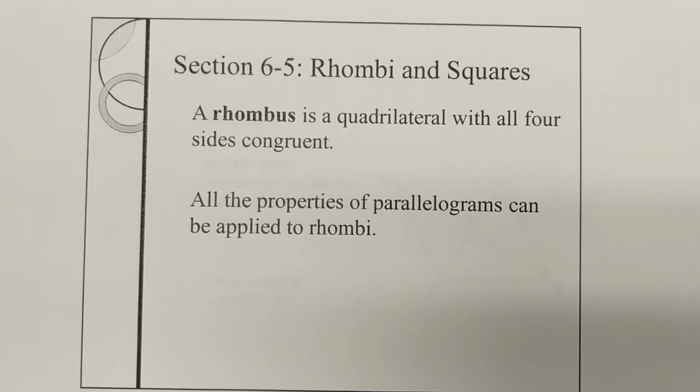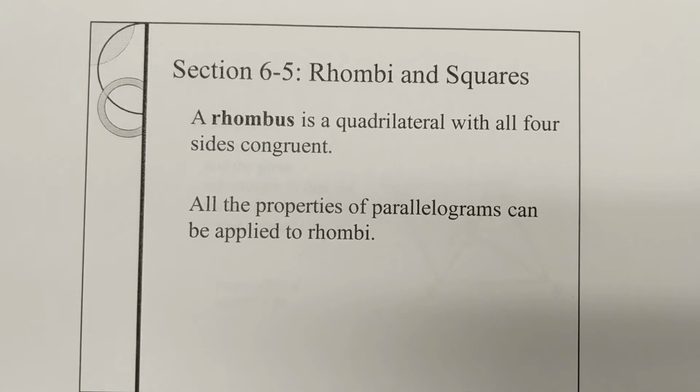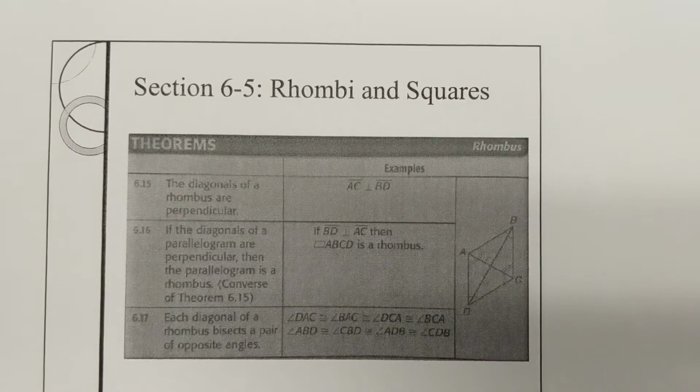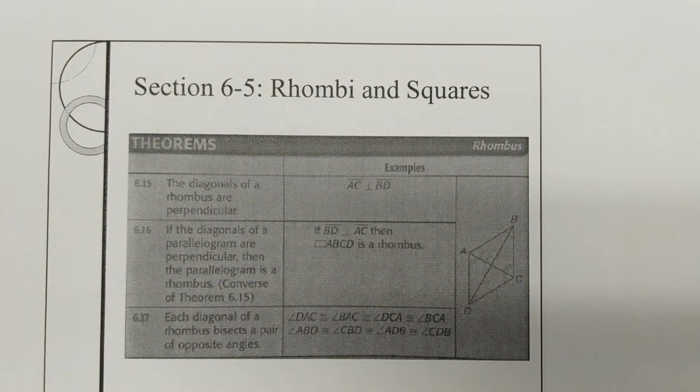Since all four sides are congruent, opposite sides are guaranteed to be congruent. So here are our theorems for rhombuses, or rhombi is the plural. 6-15: diagonals of a rhombus are perpendicular. 6-16 is the converse of that, which says if the diagonals are perpendicular, then it is a rhombus. And then 6-17: each diagonal of a rhombus bisects a pair of opposite angles.